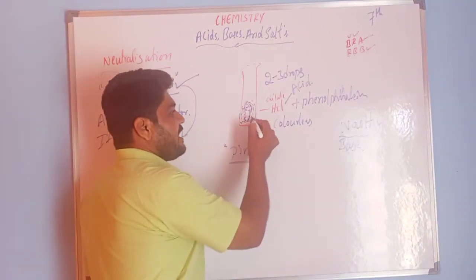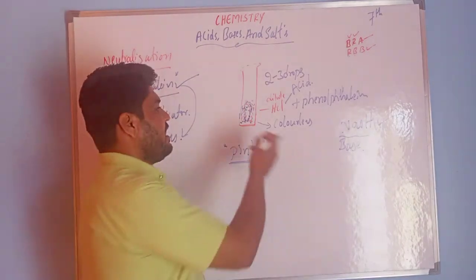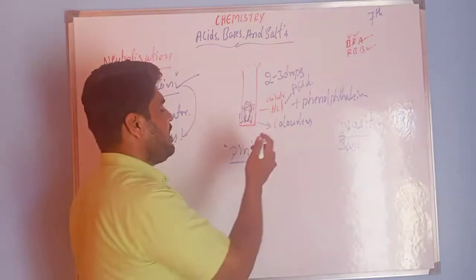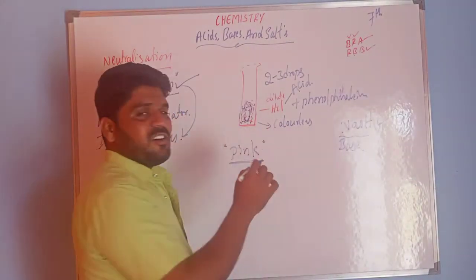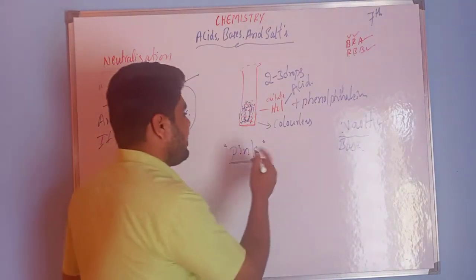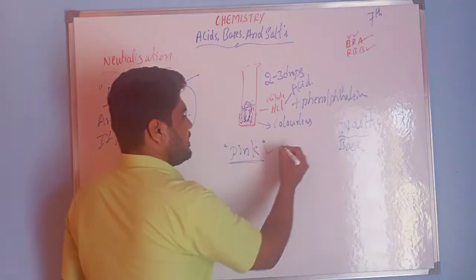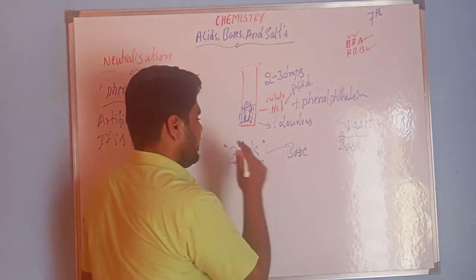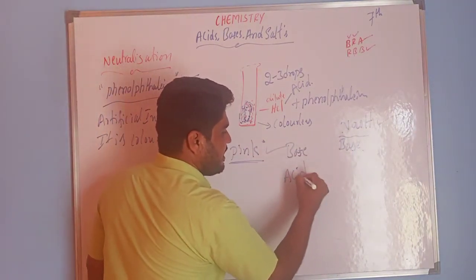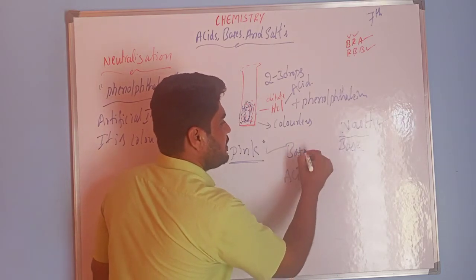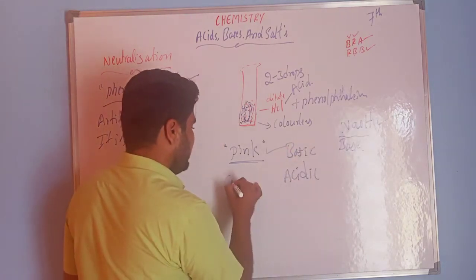The pink color disappears. That means when the solution is more basic, it gives a pink color. When that solution is acidic, it is colorless. Basic gives pink, and acidic is colorless.